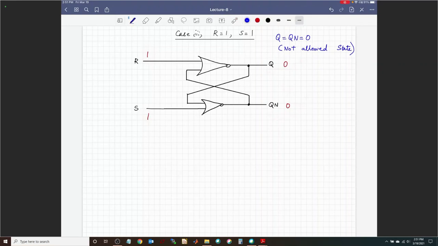So the problem comes in when we try to store it. So let's try to store Q equals 0. How do I store this? Any ideas? How do I store this? I need to make both the inputs R and S go to 0 instantly. At the same time, I need to make this guy go to 0 and this guy go to 0.